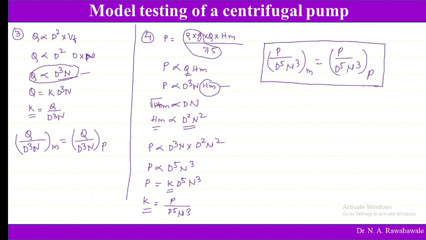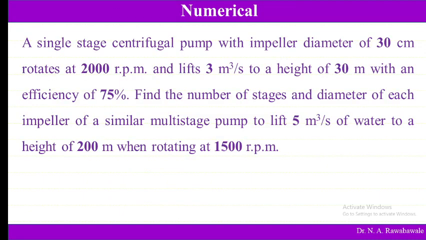If a model and prototype satisfy these four conditions, then we can say that the model and prototype are similar. Now we'll see one numerical over this.